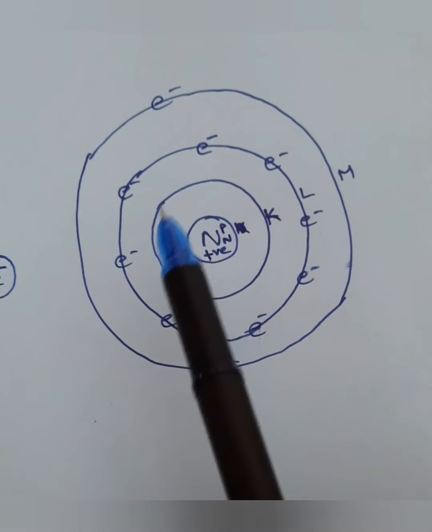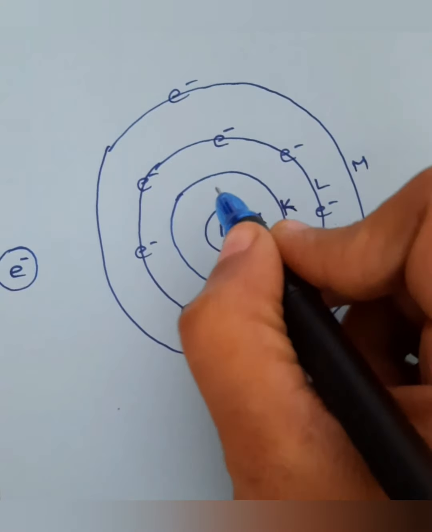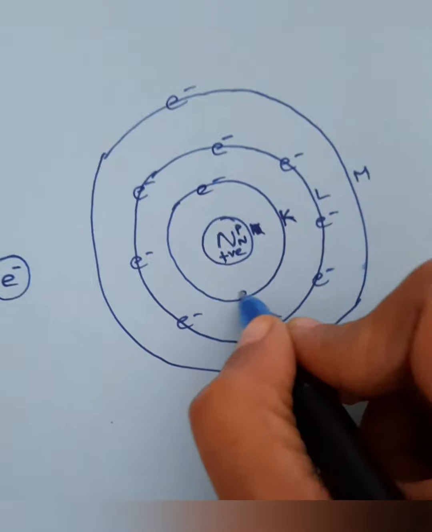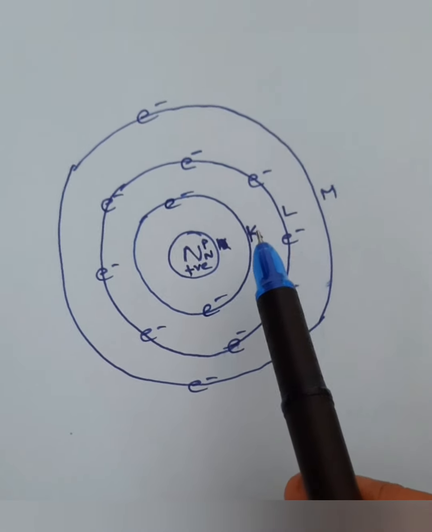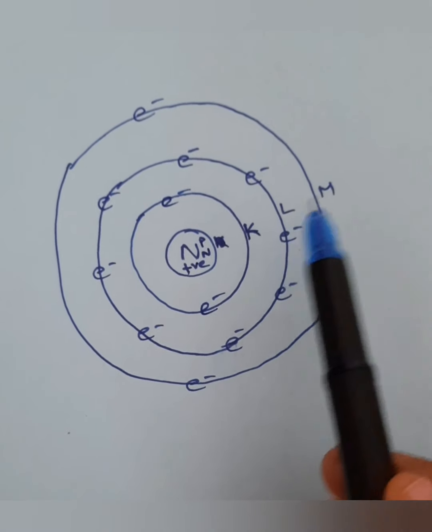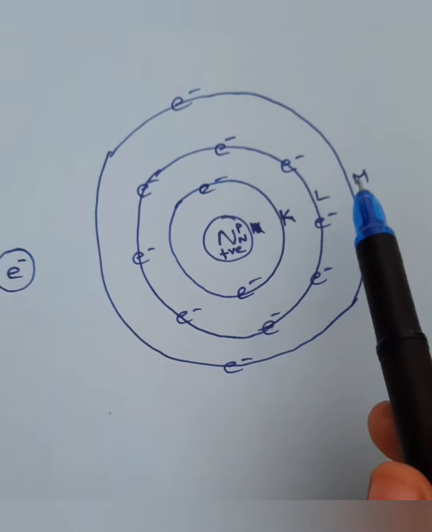Now surrounding the nucleus we have shells, and on the shells we have electrons. So the shell close to the nucleus is the K shell. Then we have L shell, M shell. Now what happens in Bremsstrahlung radiation?